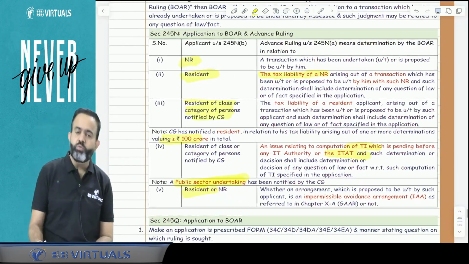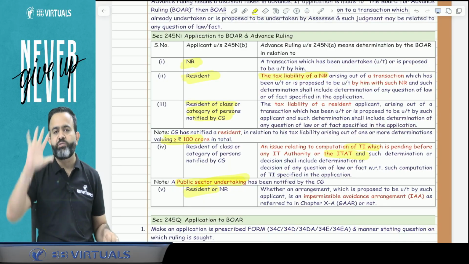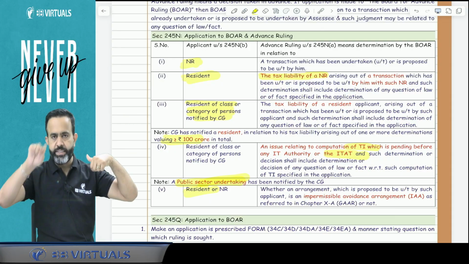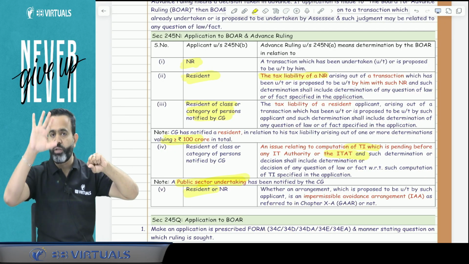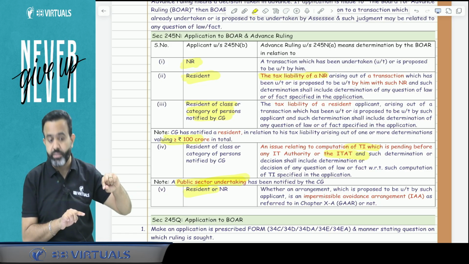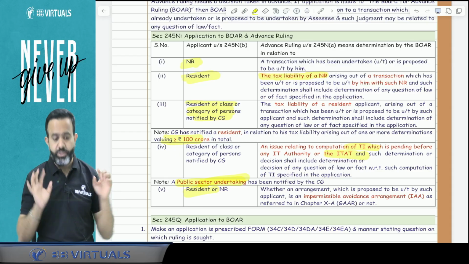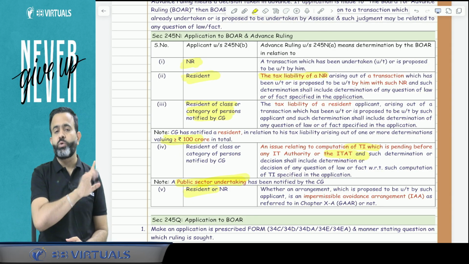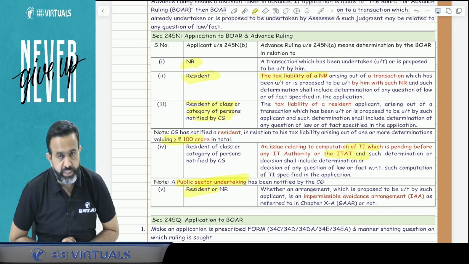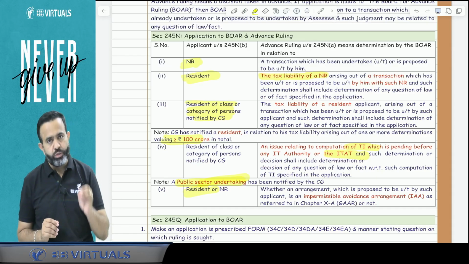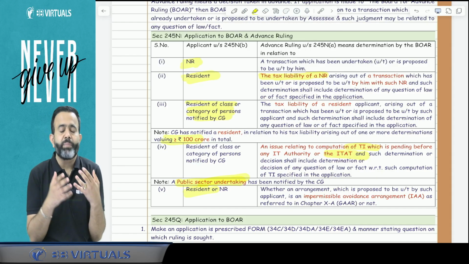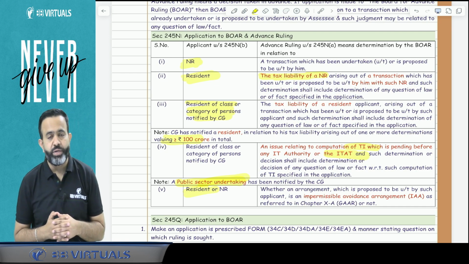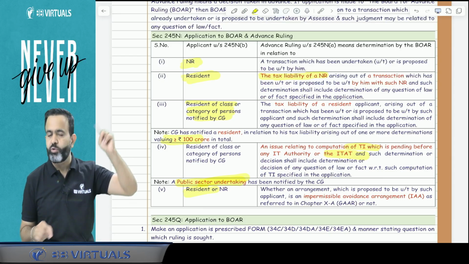So guys, the question is, who will be the applicant for the advance ruling? There are 5 people treated as applicants. One is the non-resident, second is a resident on behalf of a non-resident, third is a notified person, that is any resident person who entered or is going to enter into a transaction of value 100 crore rupees or more. Fourth is any resident person notified by the government, that is the public sector undertaking. And last is the resident or non-resident person who wants to know whether GAR will apply or not, whether my transaction will be treated as an impermissible avoidance arrangement or not. So that person may apply for the advance ruling.